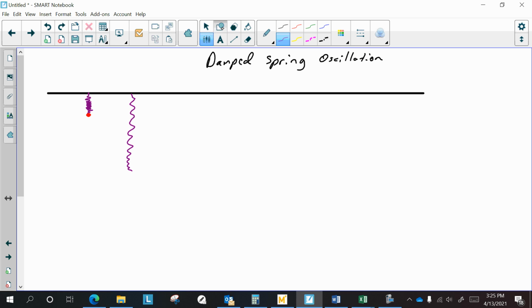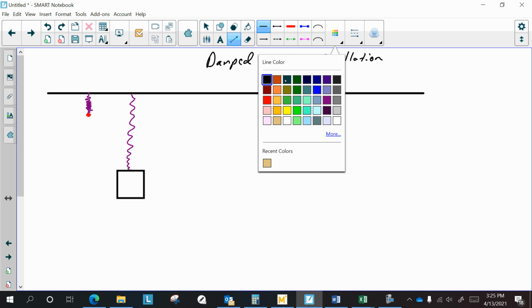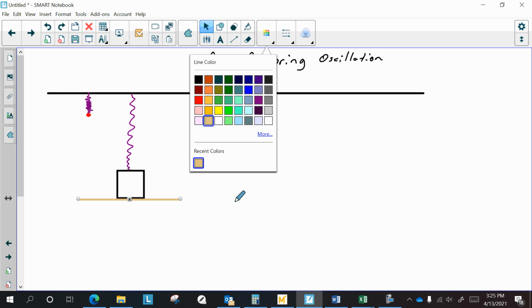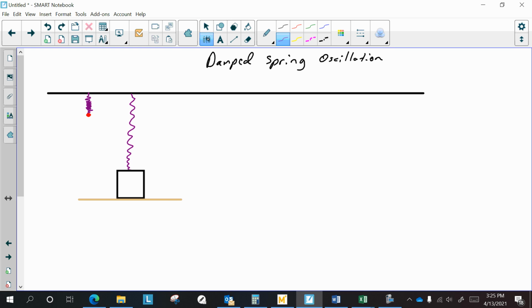So let's put a mass on there. And we're also going to have a damper on there. So I'm going to put a damper here on the bottom. Let's change the color of that. So if this is at rest, then the velocity is 0. And let's compare this point to this point.